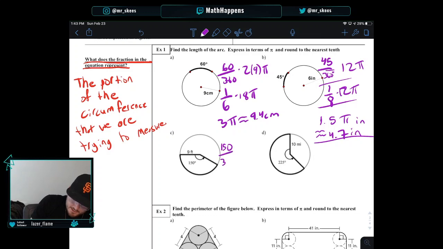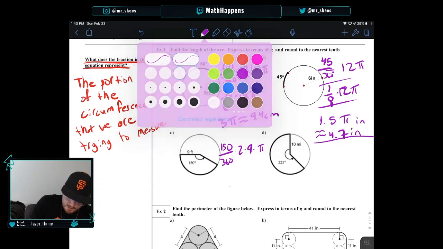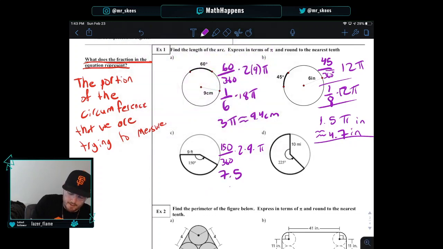So what's this one going to be? 150 out of 360 times 2 times 9 times pi, which comes out to be, let's just go straight to the approximate answer. 150 divided by 360 times 2 times 9. So I didn't punch the pi part in yet. I punched in all the numbers and got 7.5 and then pi. So I did get the exact answer, 7.5.